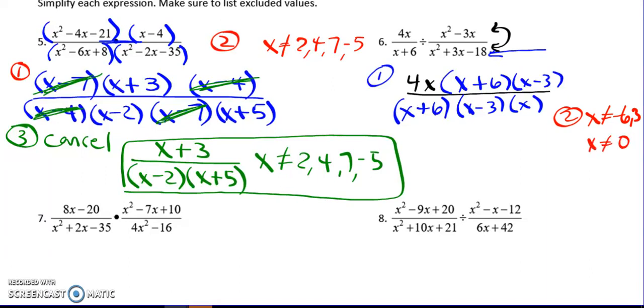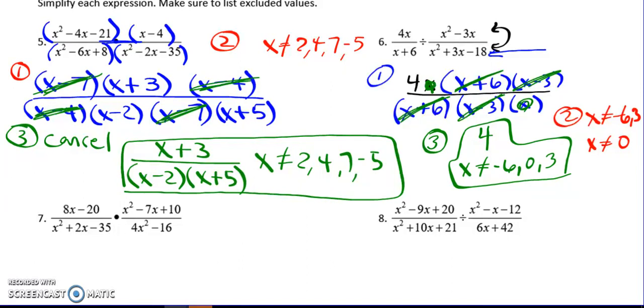Ran out of space over there. So x can't equal negative 6, positive 3, or 0. Now I can cancel, which the nice thing is in this step here, x plus 6's are gone, x minus 3's are gone, and the x cancels. So my final answer is just 4 with my restrictions. So 4, and then x can't equal negative 6, 0, and 3.